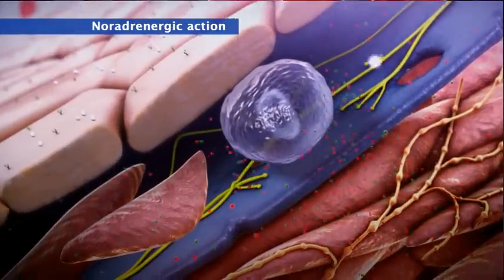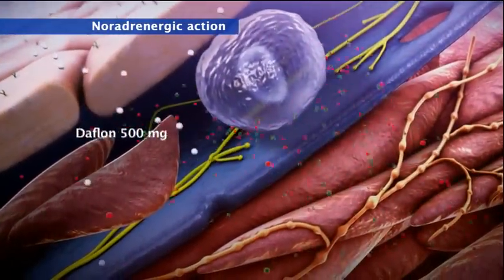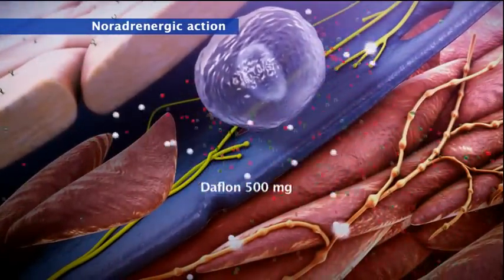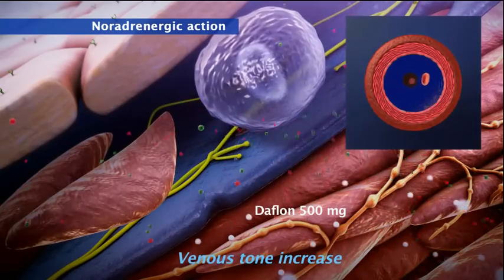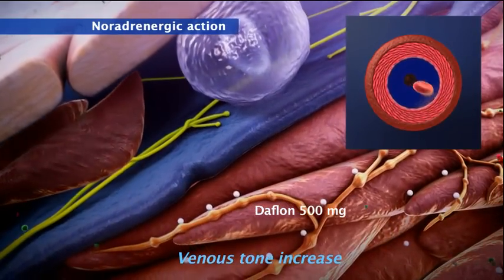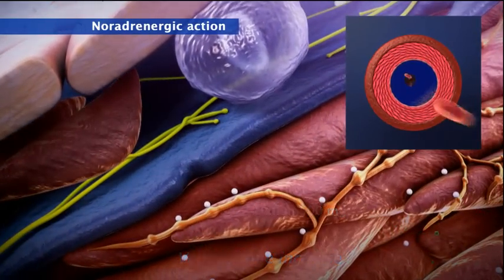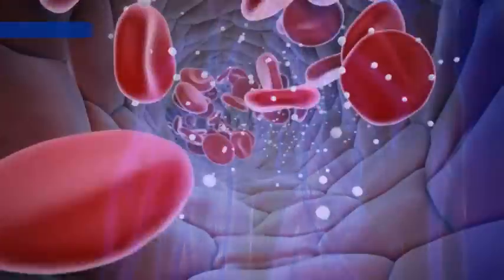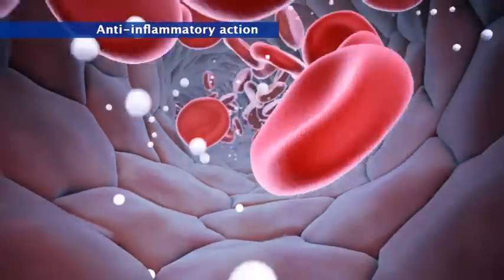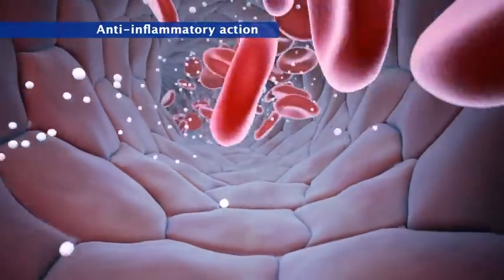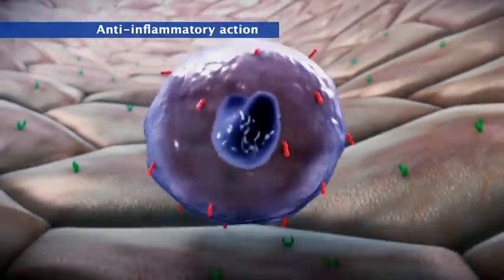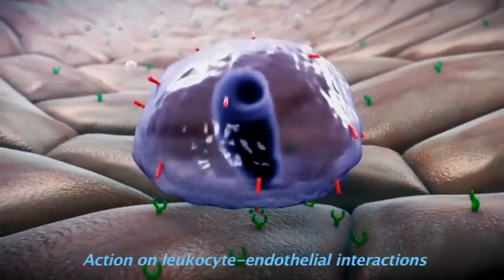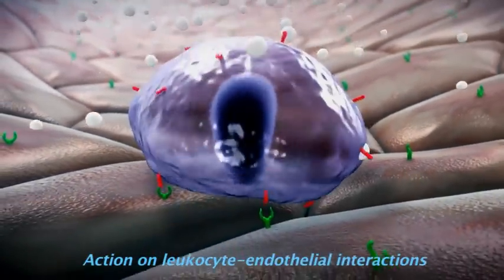Through its noradrenergic action on the venous wall, Daflon 500 mg increases venous tone within the first hour, reduces venous stasis, improves lymphatic drainage, and protects both the macro and micro circulation. A growing area of evidence shows that the underlying protective effect of Daflon 500 mg is also a result of its action on leukocyte endothelial interactions.